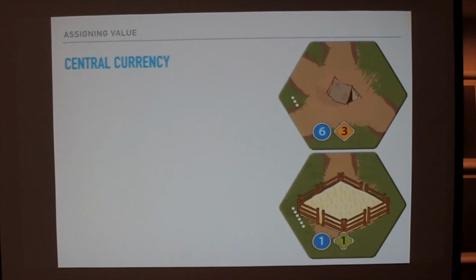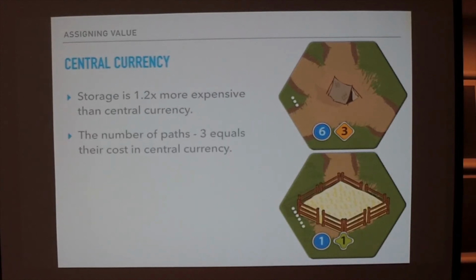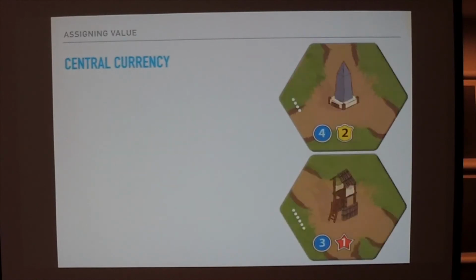Okay, so let's do a little bit different example then. I'm introducing a couple of new things here. The orange one is for storage, and the green one is for income. So 1.2 is the storage, and the number of paths on a tile also has an effect. So the storage tent there has 4 paths. The previous 2 tiles didn't matter. They had 3 paths, right?